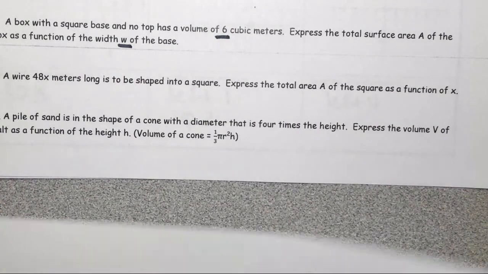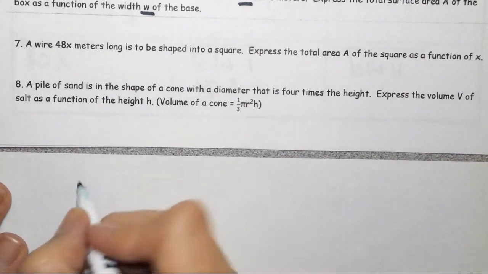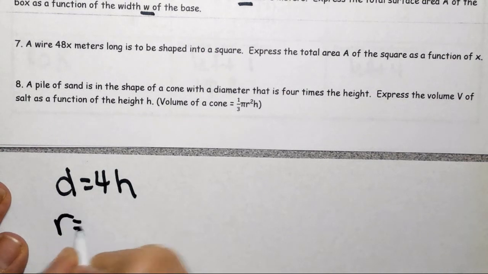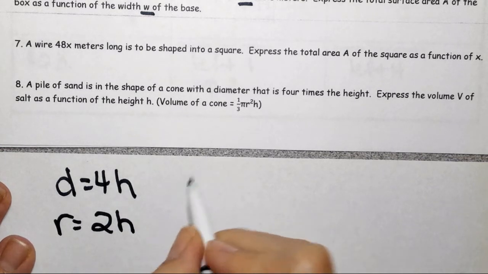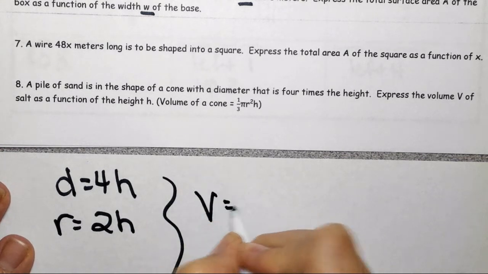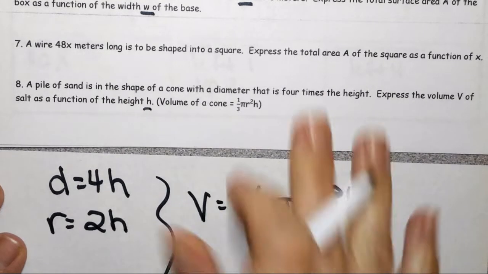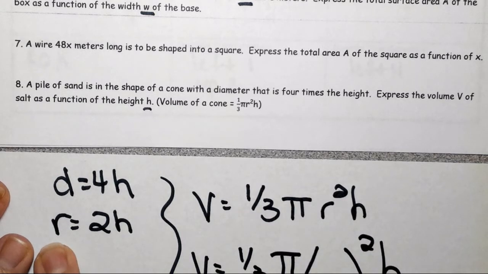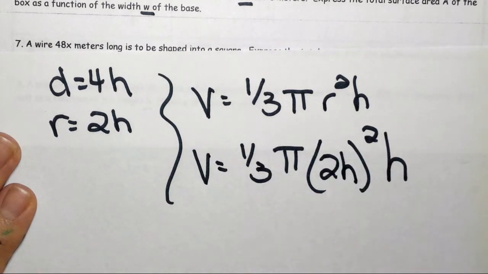All right, so we have one more left. Let me get this done before the bell rings. A pile of sand in the shape of a cone with a diameter. Okay, so this time the diameter is 4 times the height, which means the radius is twice the height. Because remember, the radius is half the diameter. Okay, and then they tell me that they want me to write the volume of the cone in terms of h. So this time I want to keep the h and I have to get rid of the r. So I know that r is equal to twice h. So 2h goes in here.